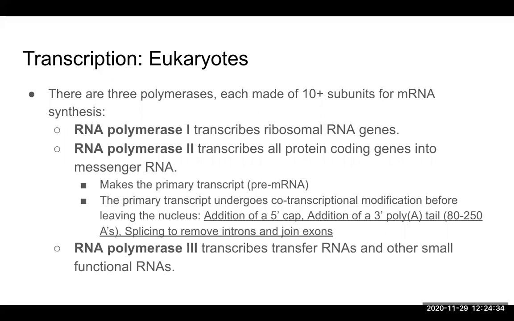This polymerase 2 will make the pre-mRNA, and that undergoes co-transcriptional modification before leaving the nucleus, which we'll get more into when we talk about termination for transcription in eukaryotes. This involves the addition of a 5' cap, the addition of a poly A tail, and splicing to remove introns and join exons. And last but not least, RNA polymerase 3 transcribes transfer RNAs and other small functional RNAs.